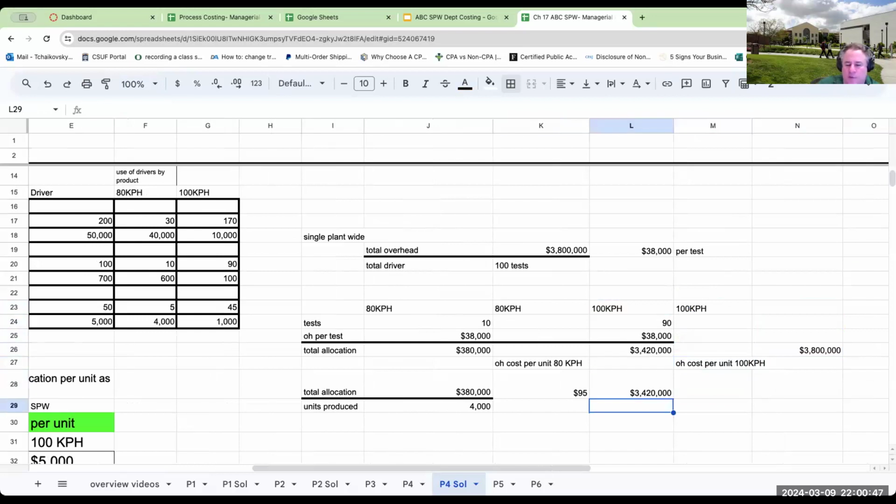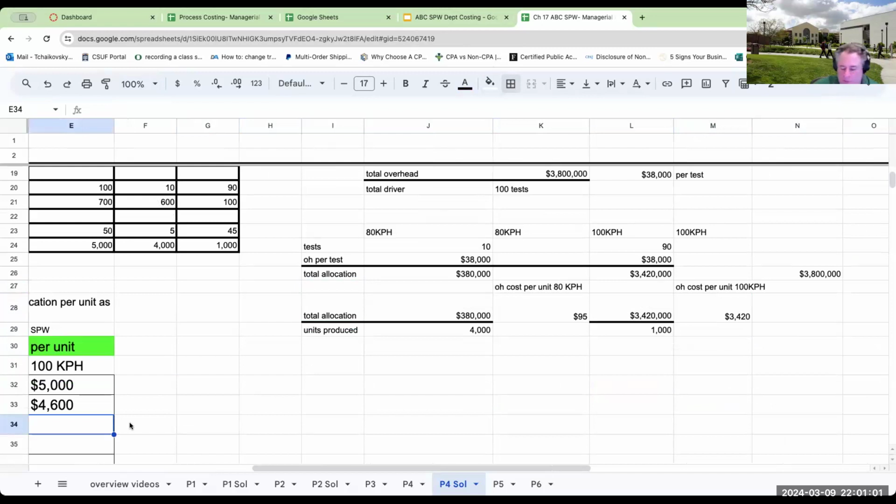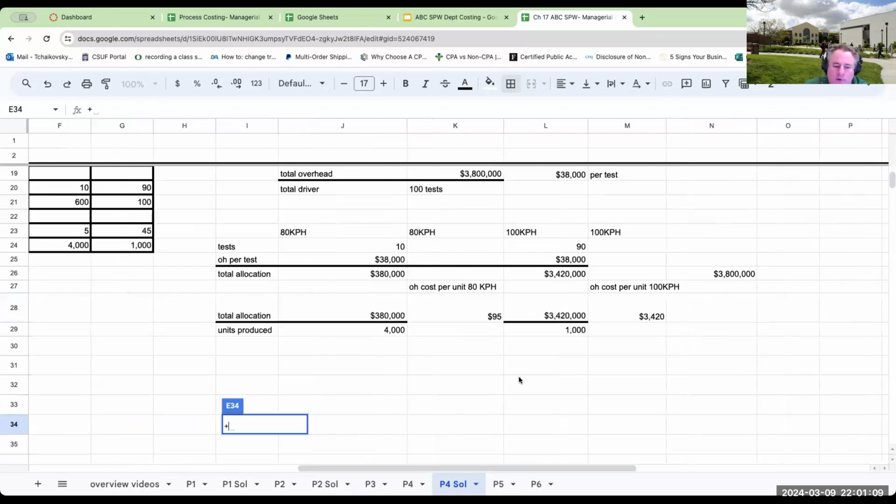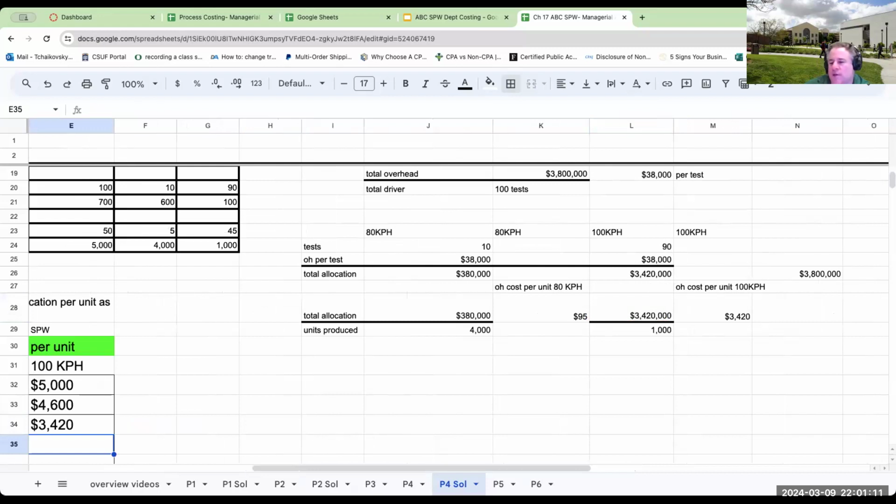So this is going to be 3,420,000. I'm going to divide this by 1,000, and this is going to give me 3,420 as my overhead allocation per unit. So coming over here, my per unit for the 80 kph is at 95. My per unit for the 100 kph is going to be at 3,420.